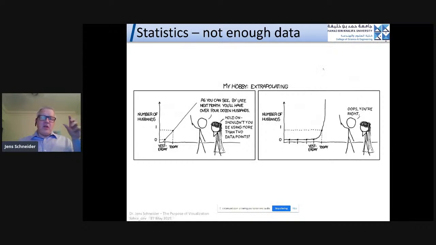And the other pitfall that we have, if we don't have enough data, then this also doesn't work. Sorry, just give me one second.